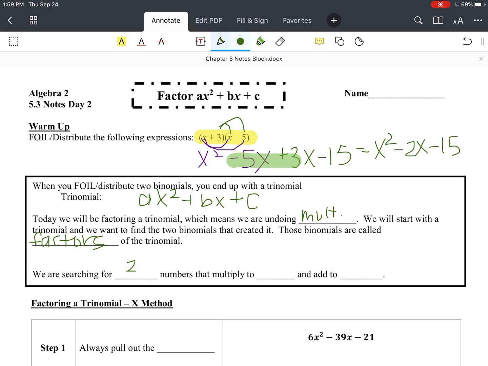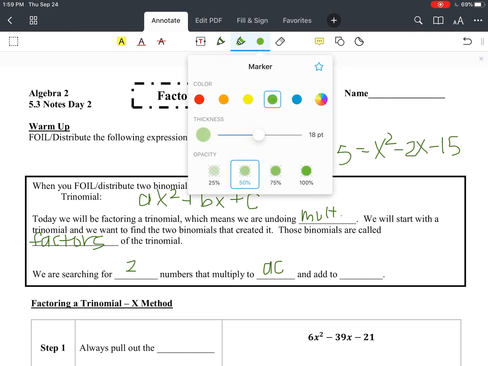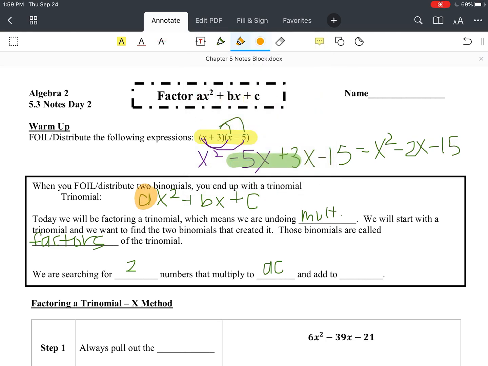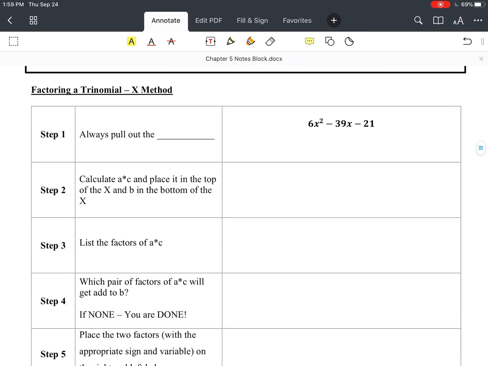So we're going to be searching for two numbers today. In general, we're always going to be finding two numbers that multiply to AC, or A times C. And when I say AC, I mean this A and this C in my trinomial. And they are going to add to B. And again, when I say B, I'm talking about the B in my trinomial. So this is the basic process and how to do that.